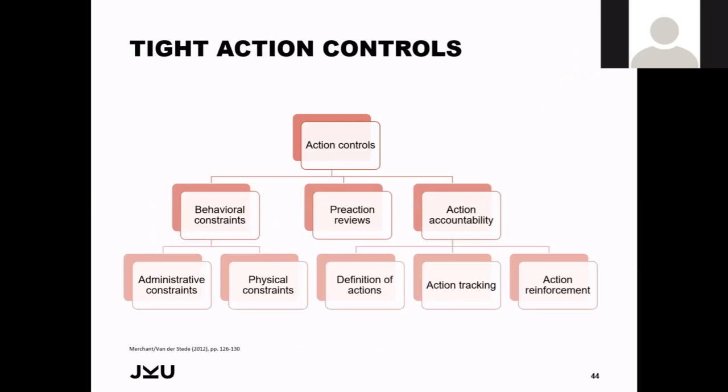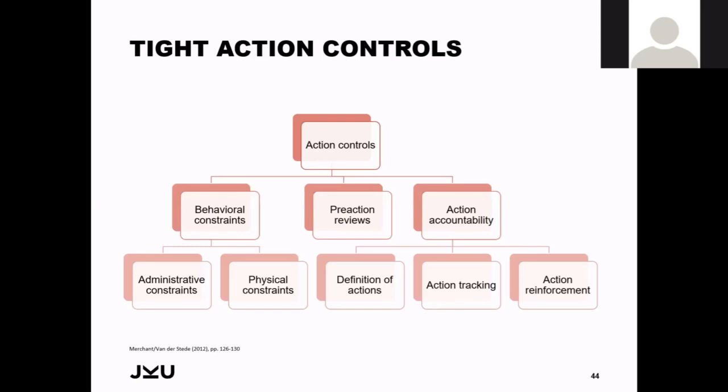And when we talk about tightness for action controls, we have, in a sense, one arm that is designed for behavioral constraints. Behavioral constraints mean that employees are not allowed just to do anything. That can be in the aspect of administrative constraints, like needing a password to enter a computer. Without a password, you can't do anything, so it's a behavioral constraint. Or a physical constraint, for example, you need a key for the office. You can't check the inventory without having access to the warehouse. That is one aspect of tightness for action controls. Pre-action reviews are in this aspect not tight.